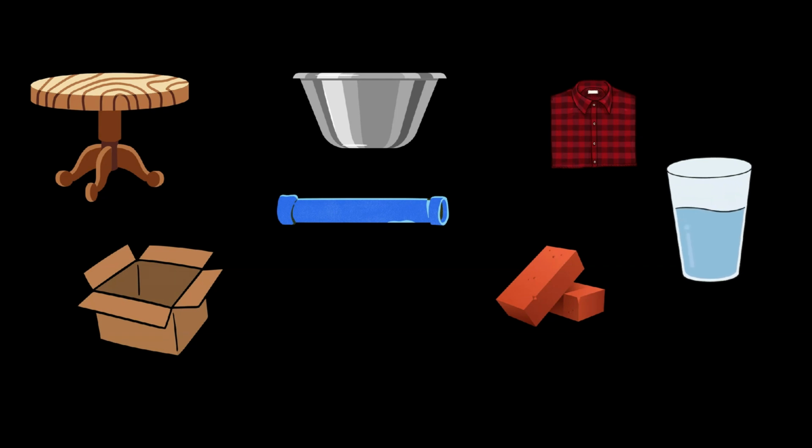As we can see, the table is made up of wood. The bowl is made up of steel. The shirt is made up of cotton. The pipe is made up of plastic. The box is made up of paper. And the bricks are made up of mud. The glass is made up of glass.